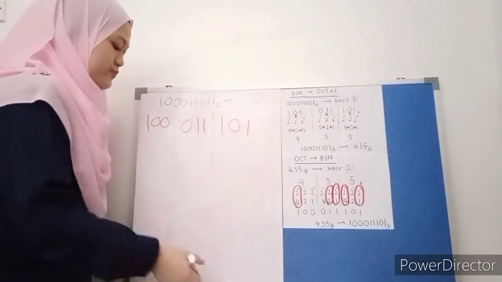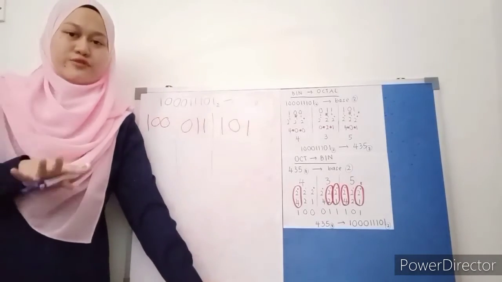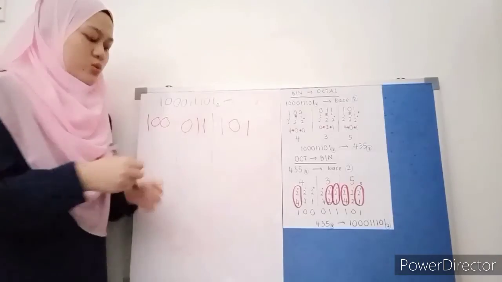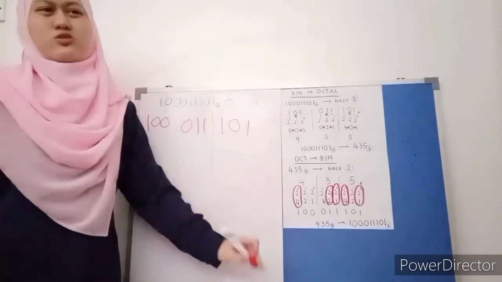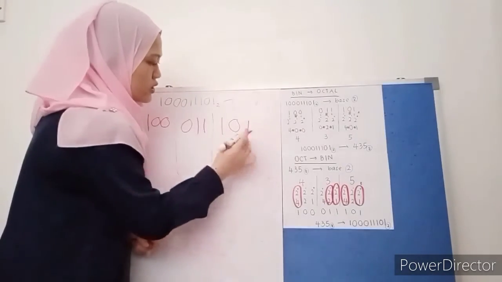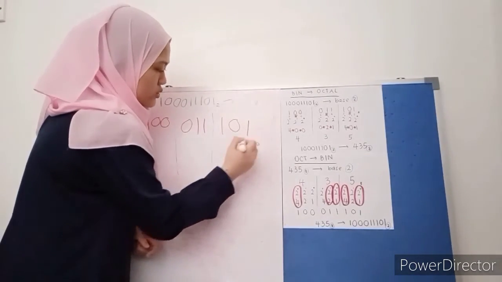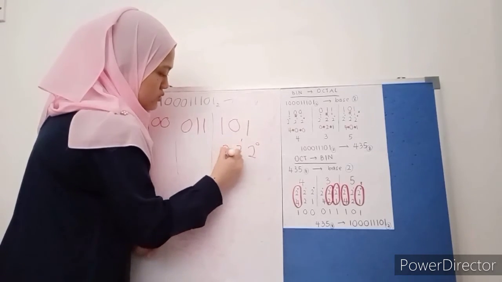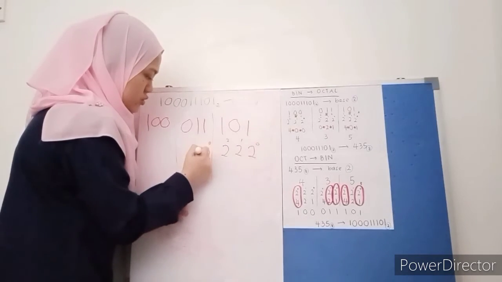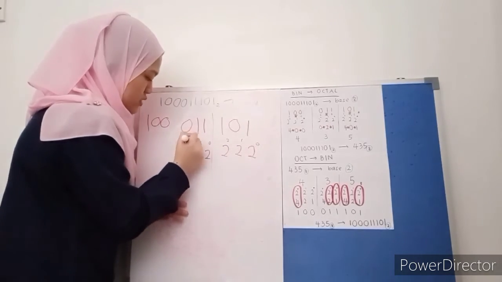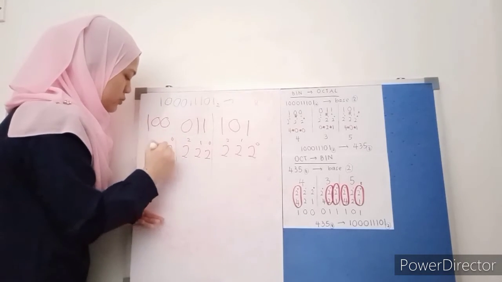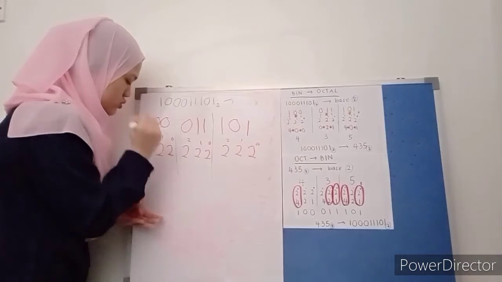Okay, so in order to convert, you need to use the number 2 here. What I'm actually trying to tell you is, let me show you. 2 to the power of 0, 2 to the power of 1, 2 to the power of 2. Same goes here: 2 to the power of 0, 2 to the power of 1, 2 to the power of 2. And the same goes here: 2 to the power of 0, 2 to the power of 1, 2 to the power of 2.